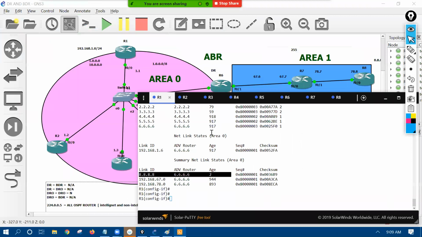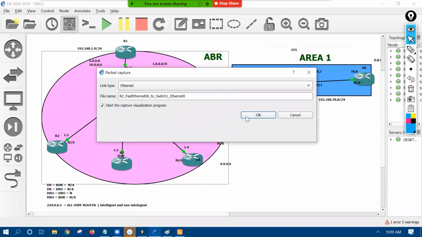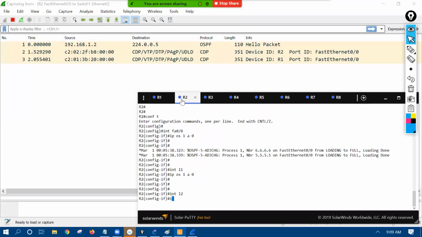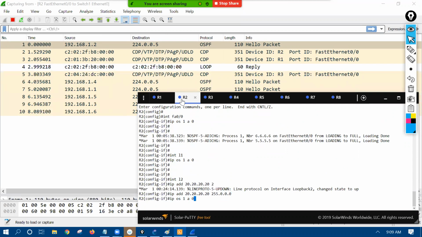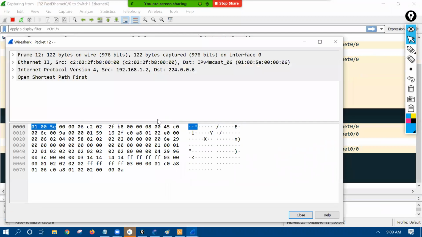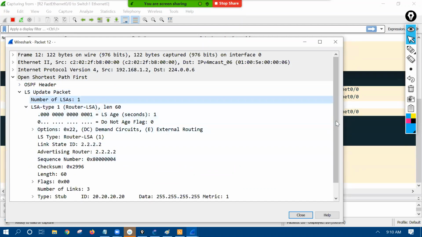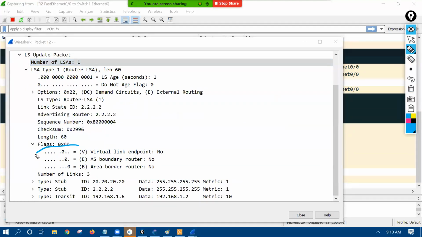This is how you can manage your summary LSA information. One more thing I want to show you: if you open the flag right now, just go to router number 2 and capture this link. Go to R2. I'm going to create one loopback, interface loopback number 2, 20.20.20.20/8, and enable ip ospf 1 area 0. Perfect, right? It will generate the LSU packet. In this LSU packet, the flag is there, right? This flag is not on.